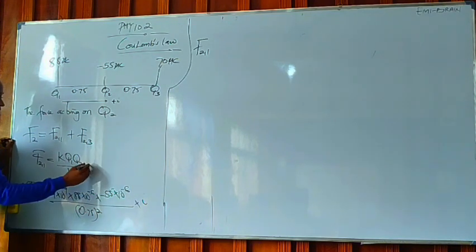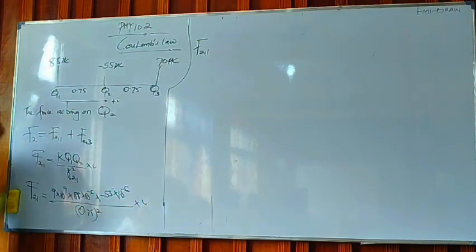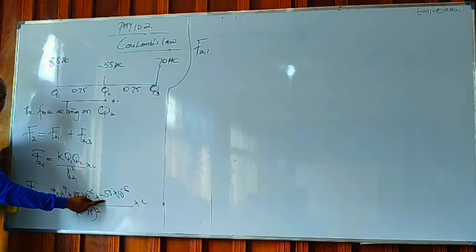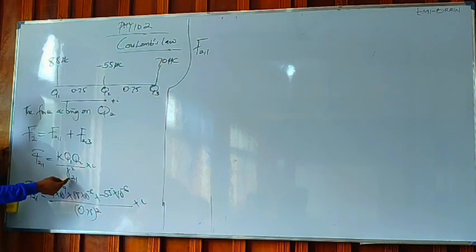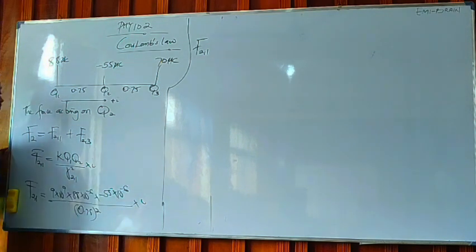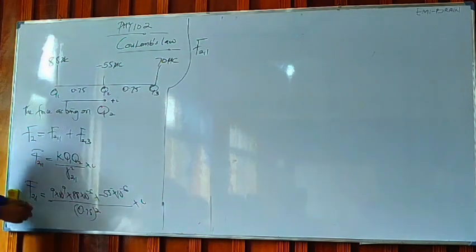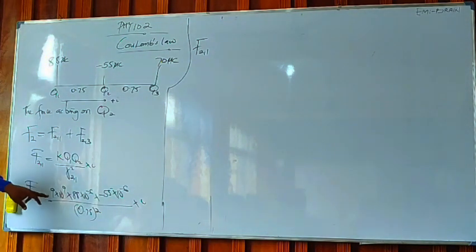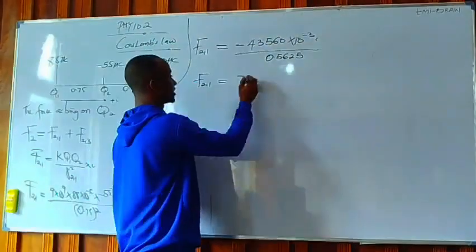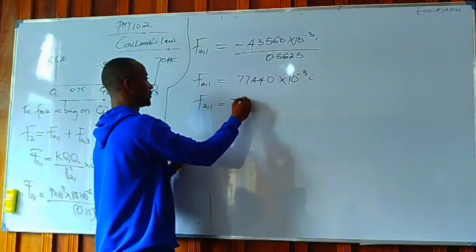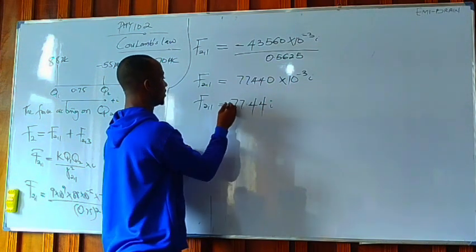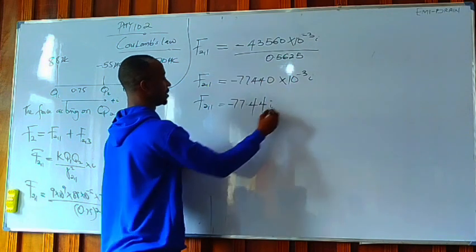So here becomes times i. The value of k is this, the value of q1 is this, the value of q2 is this, divided by the distance between charge 2 and charge 1, 0.75 all squared, multiplied by the unit vector. And that will give us, what do we have here? Multiply the numerator for me: multiply 9 by 88 by minus 55. What do you have? Our F21 becomes 77.44 i. Is it not? So there's a minus sign here, all in newtons.